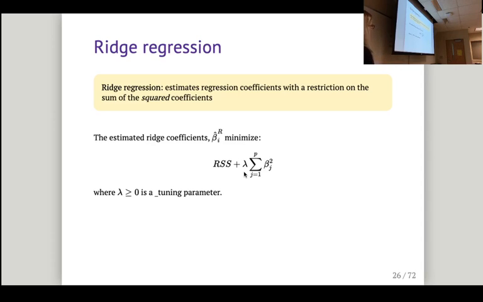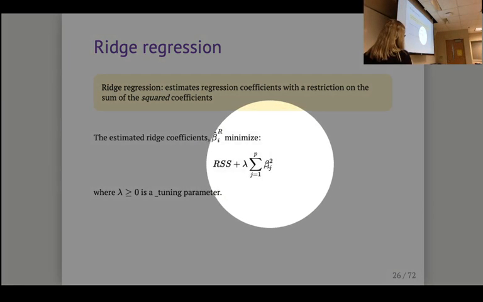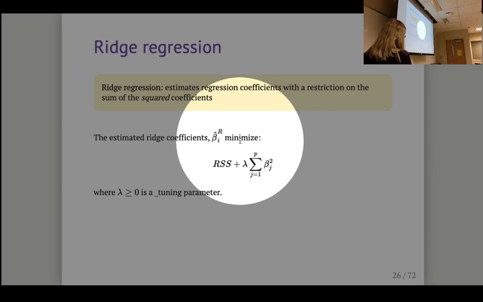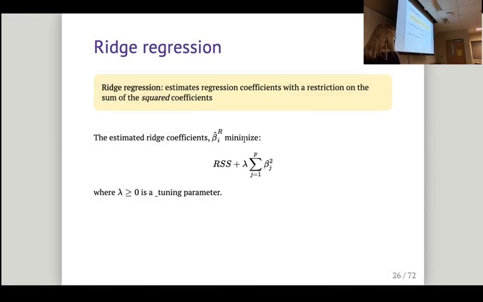Now, the estimated ridge coefficients actually minimize something a little bit different. We take the usual least squares constraint and we add an additional restriction to it. We minimize this quantity instead, the residual sum of squares plus some lambda times the sum of the squared coefficients. This lambda is a tuning parameter. This is something that we'll try to optimize when we fit the ridge model.